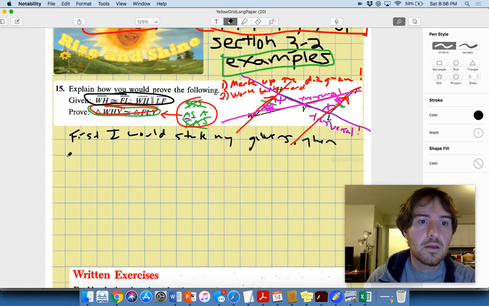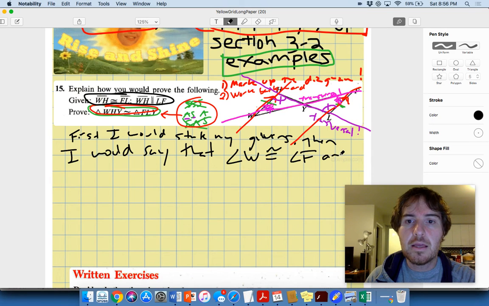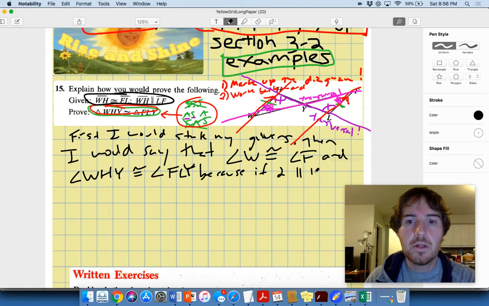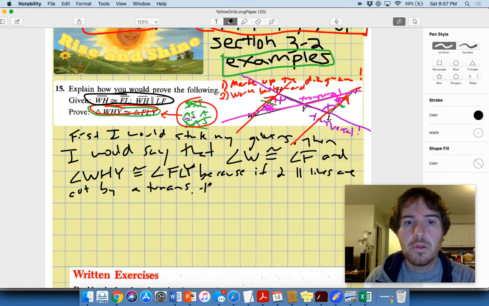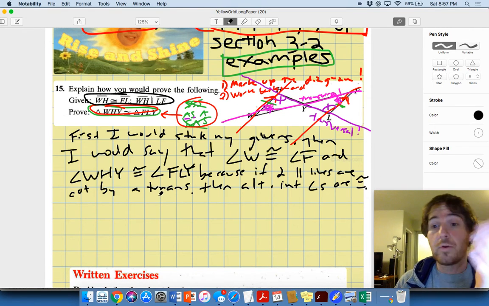So I'd state that. And that's great. Then I would say that angle W is congruent to angle F, and because I use the same reason for both, alternate interior angles, I would say that angle WHY is congruent to angle FLY, because if two parallel lines are cut by a transversal, then alternate interior angles are congruent.